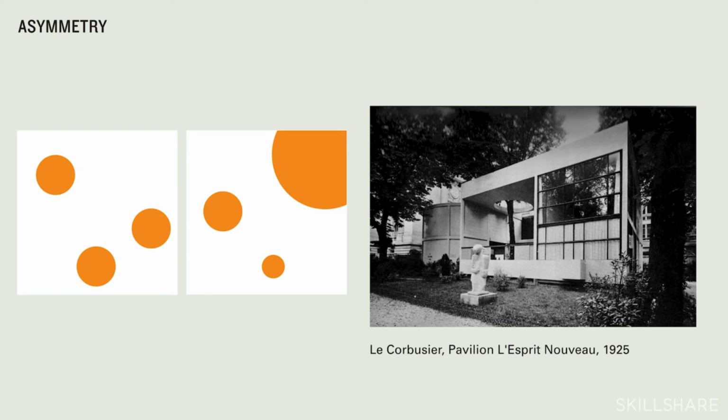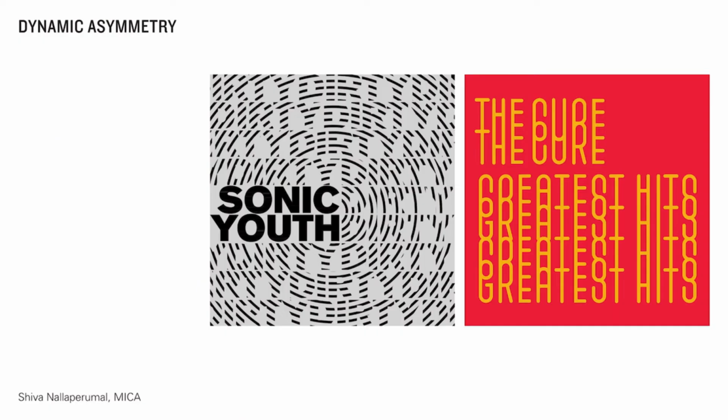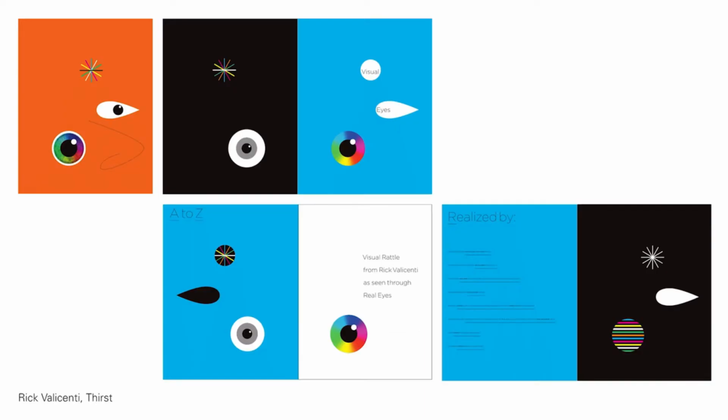Modern architects unlocked the power of asymmetry. This building was designed by Le Corbusier in 1925. It has a tree growing up through the courtyard. These album cover designs are asymmetrical. The flush left type anchors the compositions toward the left, but there's enough activity on the right to keep each design balanced. These layouts by Rick Valicenti feature asymmetrical distribution. The layouts feel alive yet balanced.